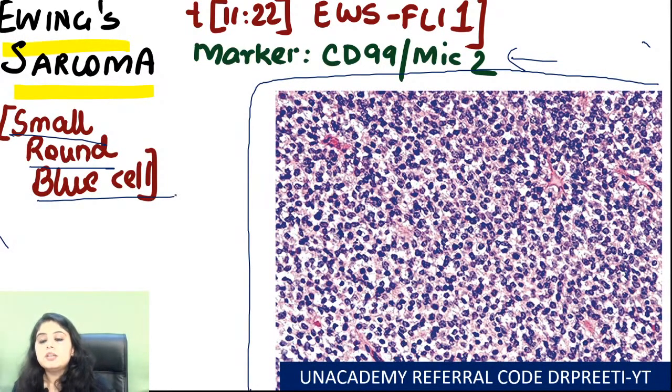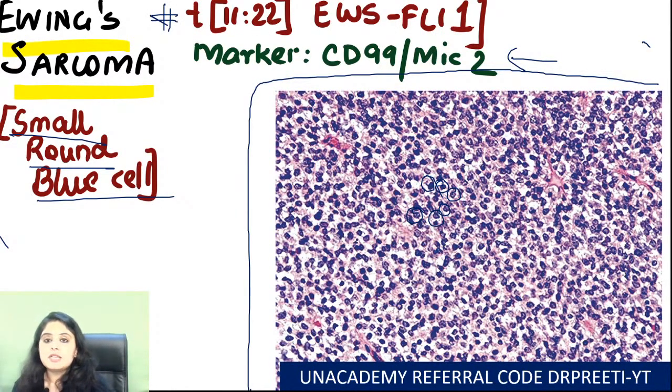It is a small round blue cell tumor. I'm going to show you more pictures also. You can see these small round blue cells. Okay, this is Ewing's sarcoma. Ewing's sarcoma, everyone first has to know the translocation.